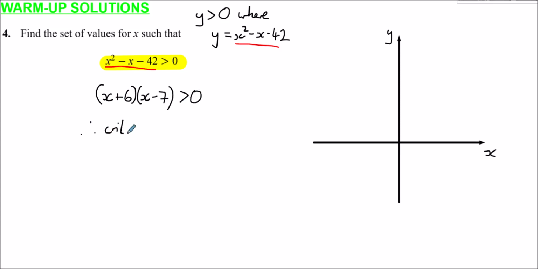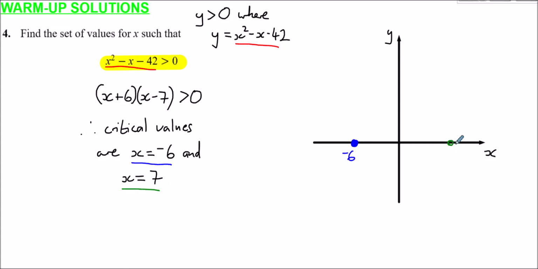Therefore, the critical values, where they'd be equal to 0, are when x is equal to minus 6 from the first bracket, and from the second bracket, when x is equal to positive 7. So this value here, let's put it there at minus 6, and this higher one, x being 7, I'm going to place here. It's a positive x squared, so this is going to be a happy parabola, if you like. It's going to be U-shaped, so this curve would look something a bit like this.